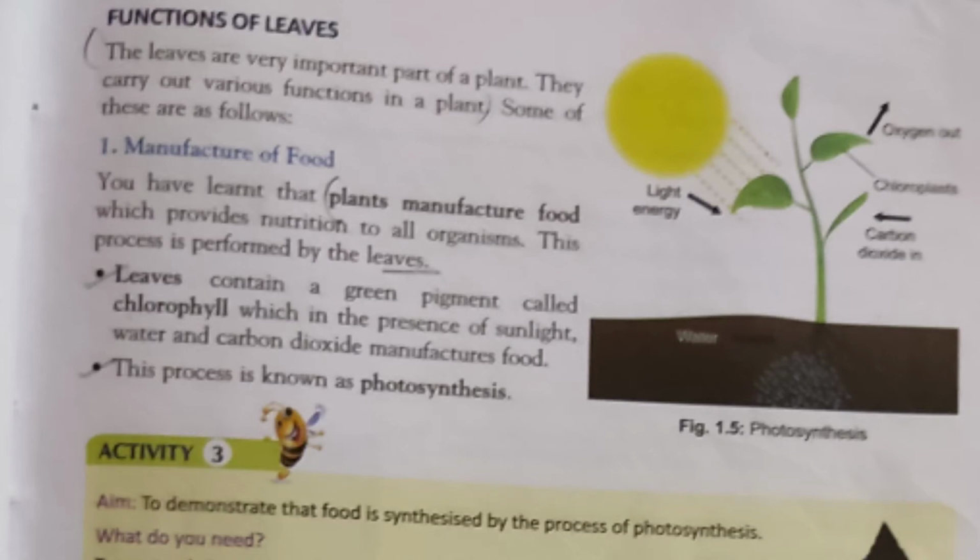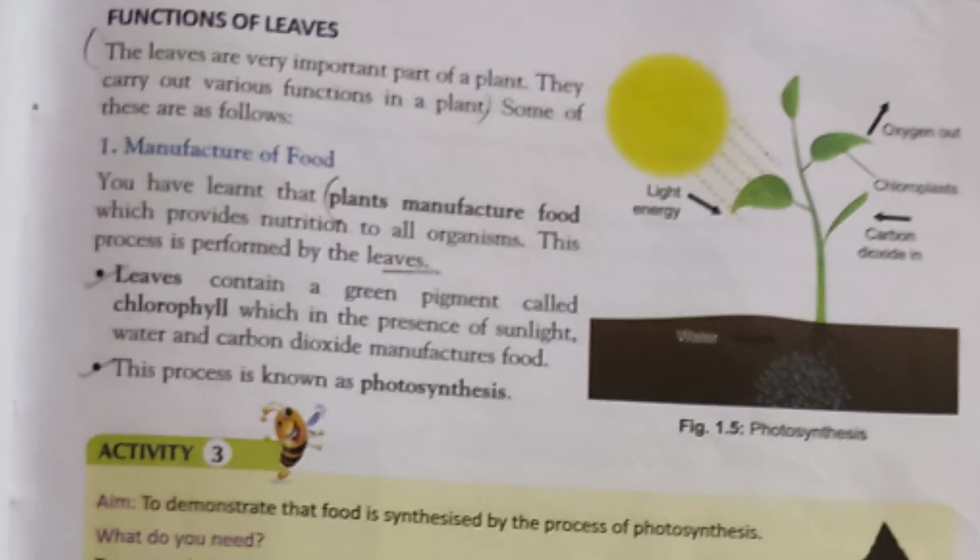the function of leaf is to manufacture food. You have already learned that plants manufacture food which provides nutrition to all organisms. This process is performed by the leaves. Leaves contain a green pigment called chlorophyll, which in the presence of sunlight, water and carbon dioxide manufactures food. This process is known as photosynthesis.